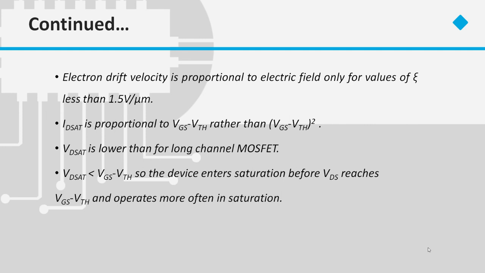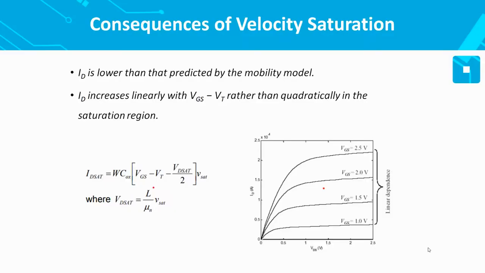and it operates more in the saturation region. So due to this velocity saturation, there are some consequences arising, mainly in the saturation drain current. The ID current is lower than predicted by the mobility model, and ID increases linearly with VGS minus VT rather than quadratically in the saturation region. So this equation is given for saturation drain current, where VD sat is nothing but L by mu n into V sat.